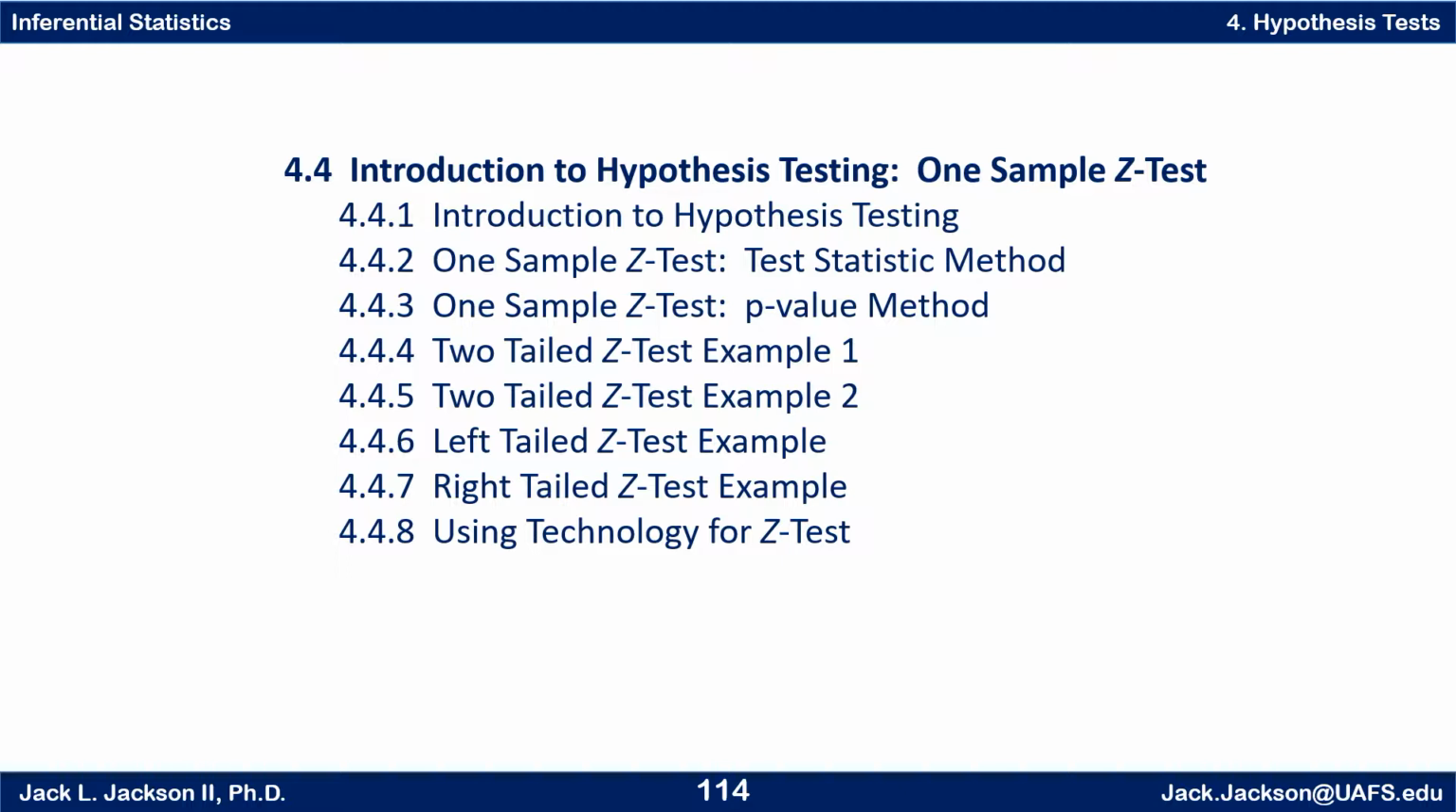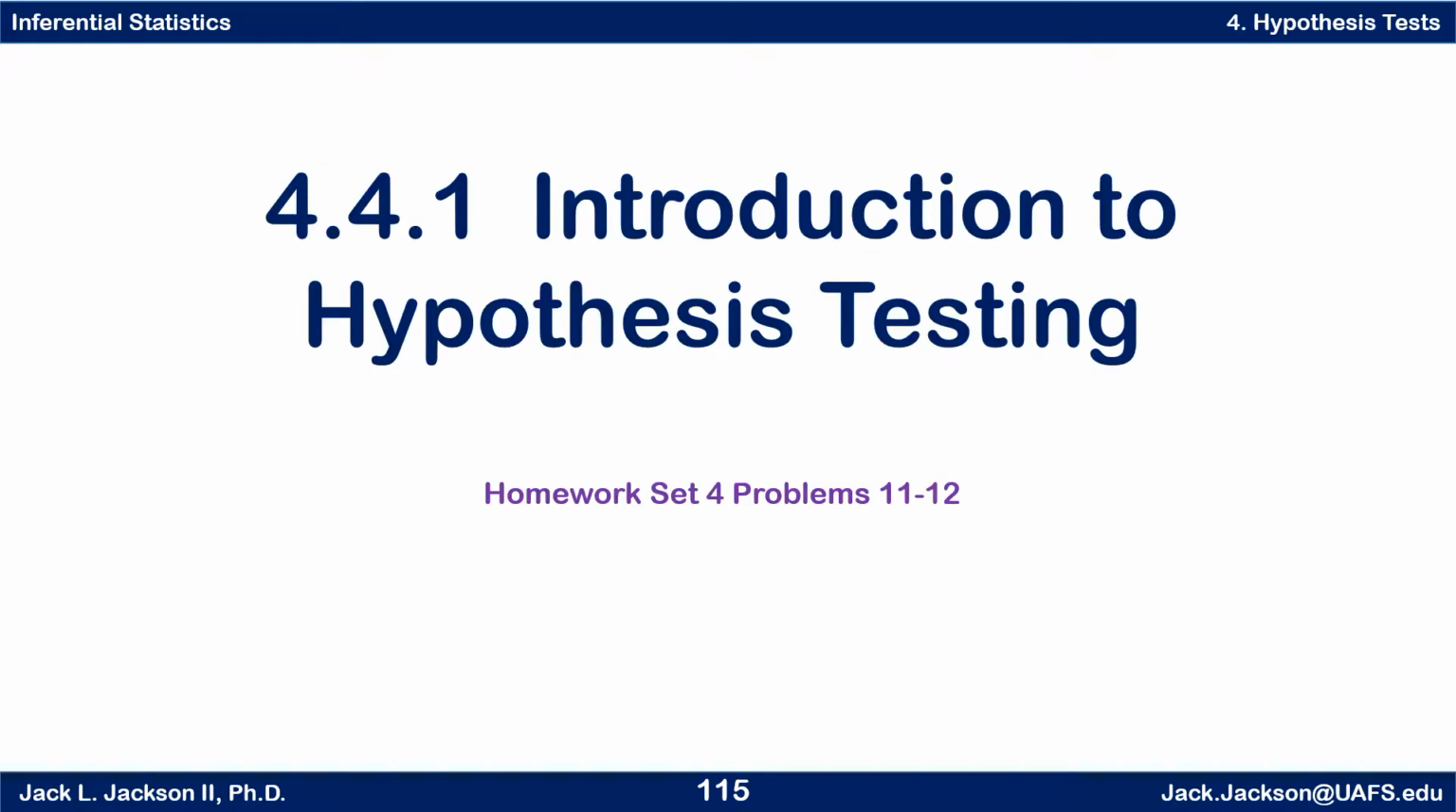So in this video, we will introduce that basic idea, hypothesis testing. And after looking carefully at an example to develop basic concepts, we will then look at the classical test statistic method in video 4.4.2, followed by the p-value method in section 4.4.3. And we'll then work a series of examples, including a couple of two-tailed tests, a left-tailed test, and a right-tailed test. In section 4.4.8, we will look at built-in calculator shortcut programs for performing one-sample z-tests. So, here we go with our introduction to hypothesis testing.